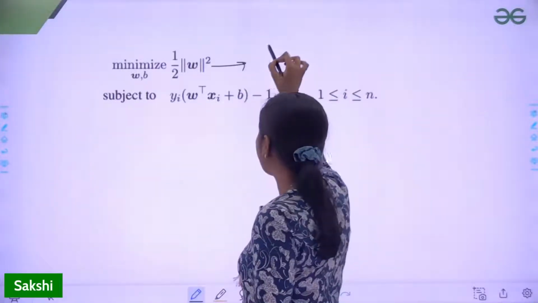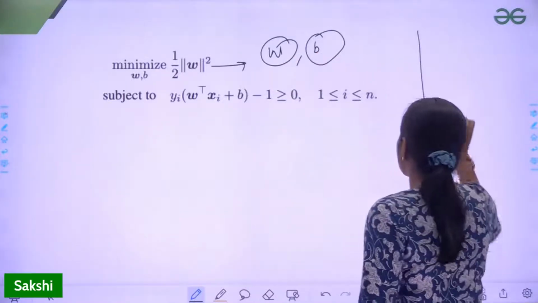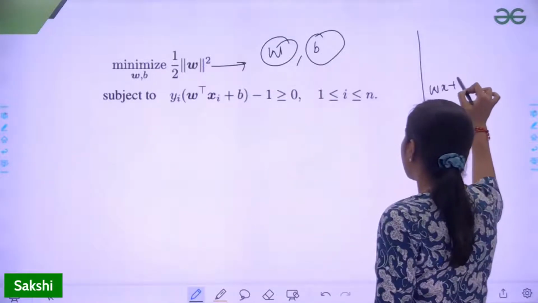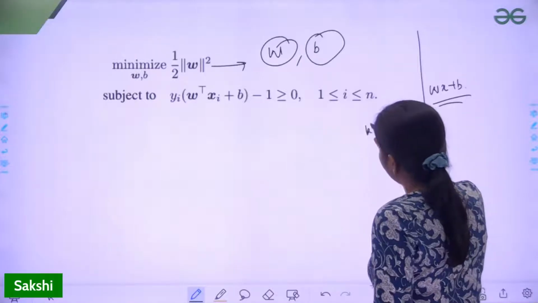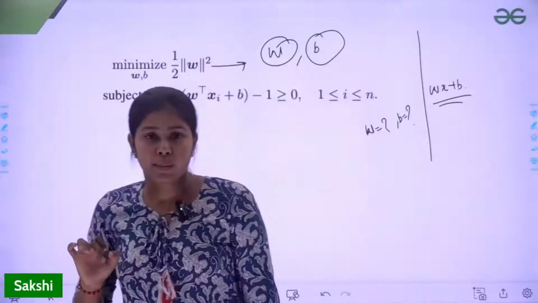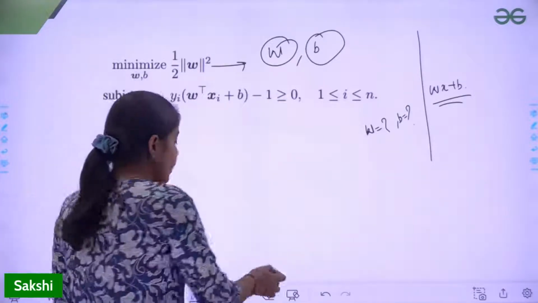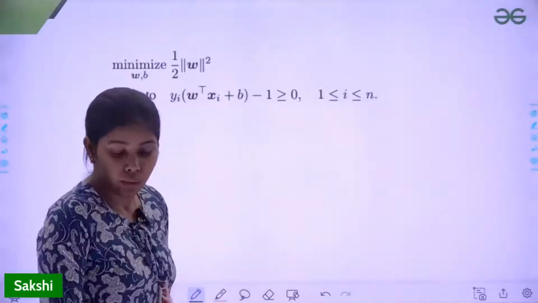In this problem you have to find W, right? You have to find W and B to get a decision surface, because its equation is Wx plus B. That means you have to find W and B to get the decision boundary in a support vector machine. So how do you find these W and B?